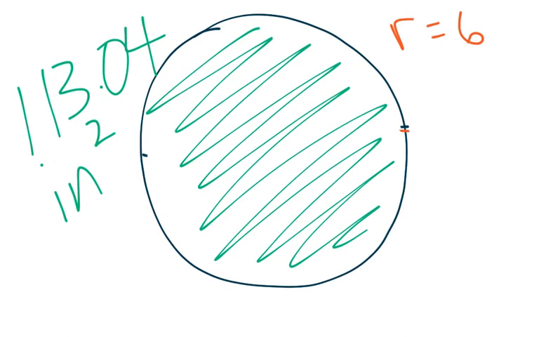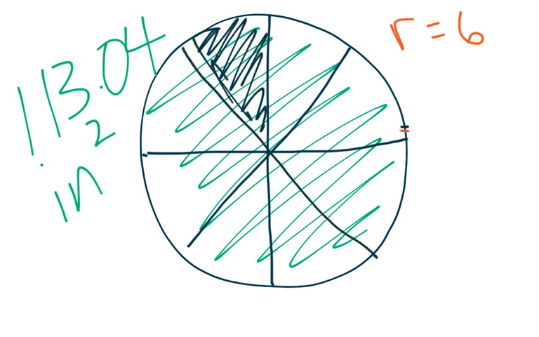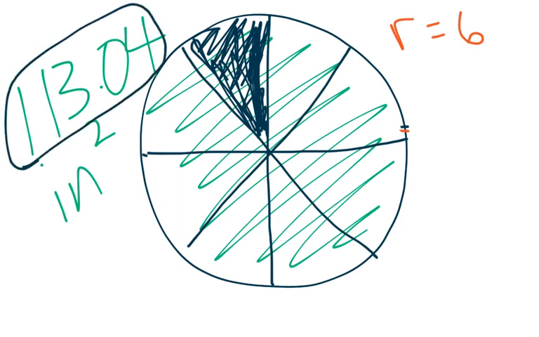They want to know what one slice is, the area of one slice. And they cut the pizza into 8 slices. So what we're really trying to find, let's just pick this slice, is the area of this slice. Well, that's only 1 out of 8. So what I have to do is take this answer and divide it by 8. And that'll give me the area of that one slice of pizza.